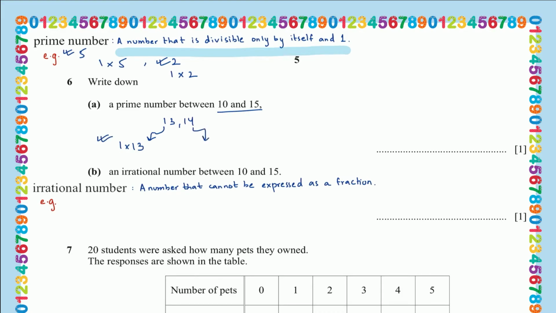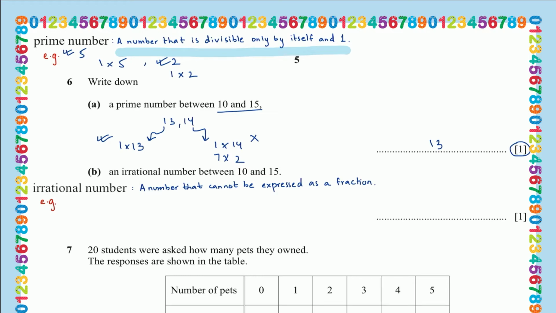Now let's look at 14. 14 is obviously divisible by itself and 1. Do we have any other factor of 14? Of course we do. 7 2s are 14, which means this is not a prime number. So the answer is 13. We've secured 1 mark. Now let's move to part B.